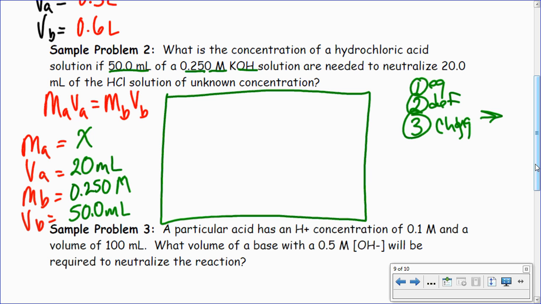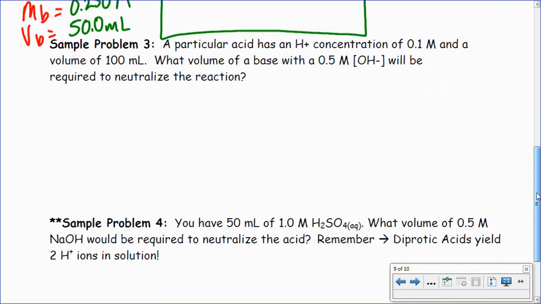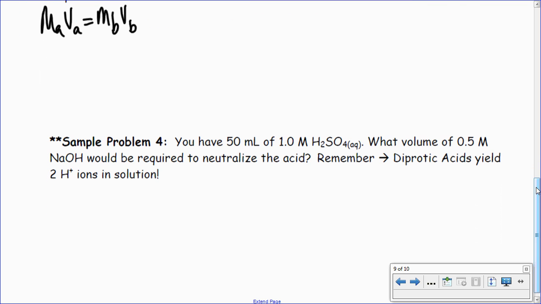Sample problem 3. It's a titration. Particular acid has H plus concentration, 0.1 molar, and volume 100 mils. What volume of a base with a half molar concentration will be required to neutralize the reaction? Same 3 steps. Equation, MAVA equals MBVB. I want to see you define all the variables and calculate that problem. Okay. If you need help in class, bring it in. We'll work on it together, but that is on you to do.